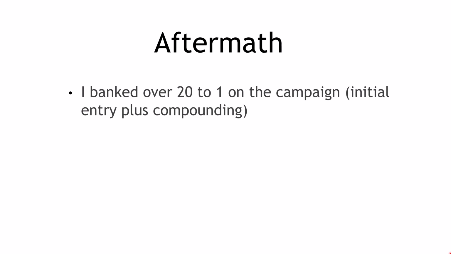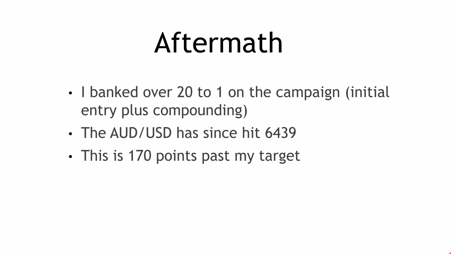Now, dealing with the aftermath of all of that, as I said, I banked over 20 to 1 on the campaign. That's the initial entry plus the compounding. The Aussie dollar has since gone up and hit 6,439. That's 170 points past my target. That's a fair way. I've missed that by a fair way.